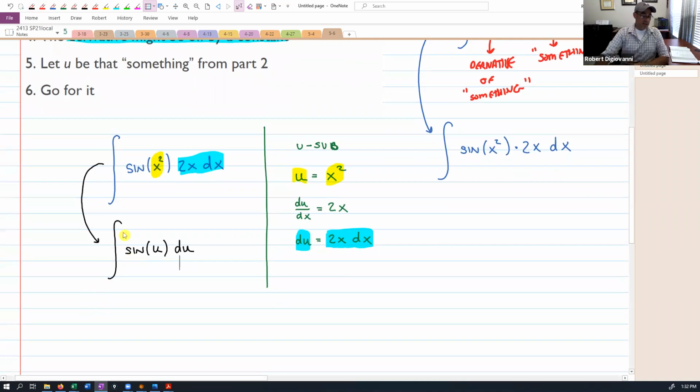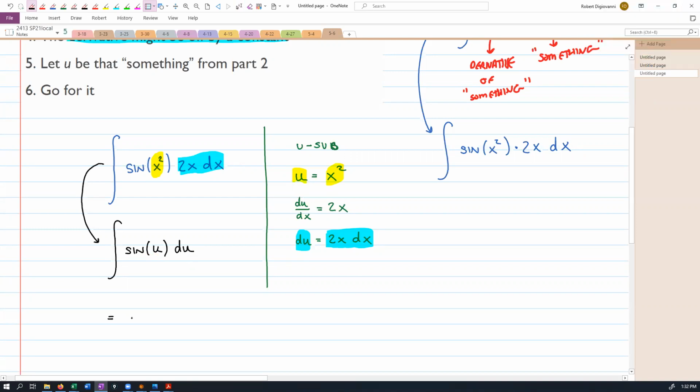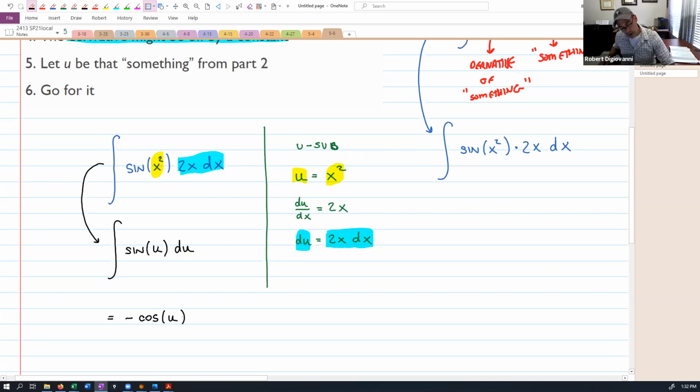But what is this asking us? It's saying find the antiderivative of sine of u, treating u like the variable. So what's the antiderivative of sine of u? Negative cosine of u, right? Plus some constant.